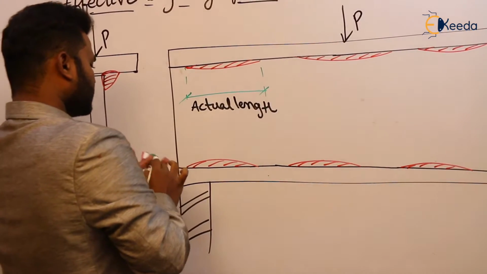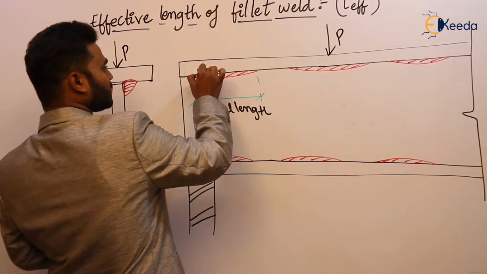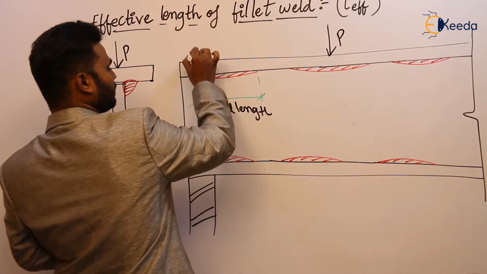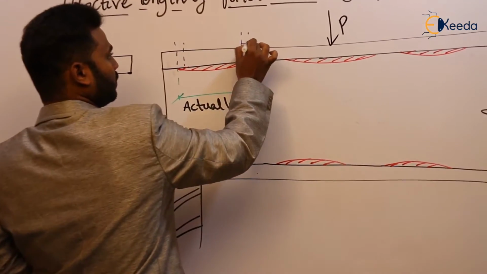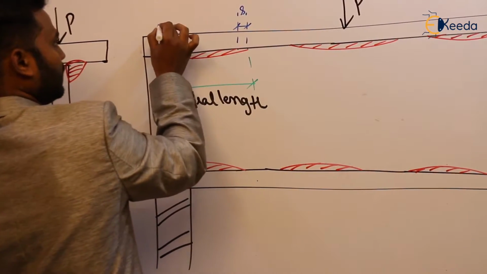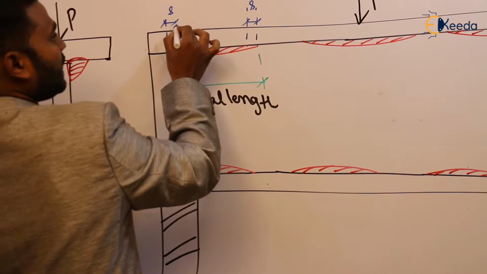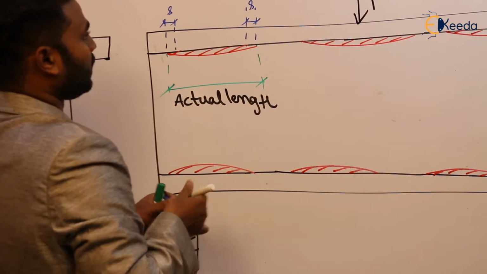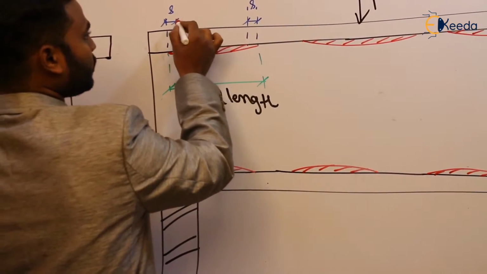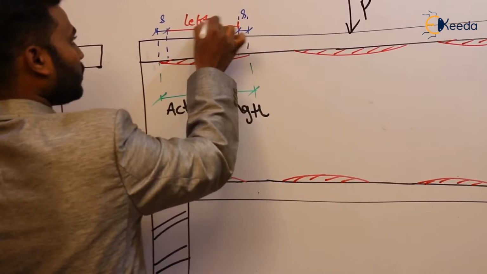Now, effective length is nothing but, from the actual length, on both sides we have to deduct the size of the fillet weld. So this is S and this is S. The between length is known as L effective. So this is L effective.